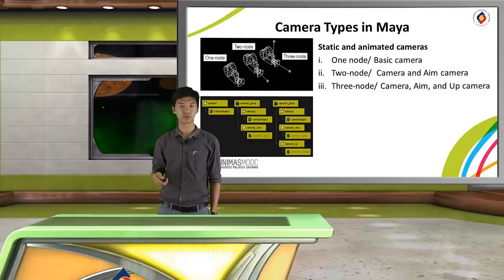Next is two node, or a camera and aim camera, for slightly more complex animation, such as a camera that follows the erratic path of a bird. Then we have 3 node, or a camera, aim and up camera, to specify which end of the camera must face upward. This camera is best for complex animation, such as a camera that travels along a looping roller coaster.